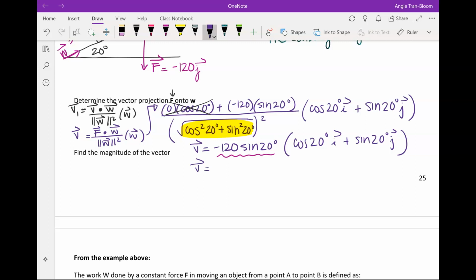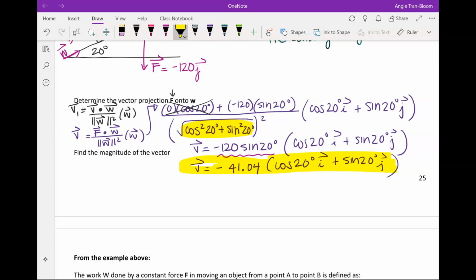What is that number? Should be negative 41.04. Thank you. And then cosine of 20 degrees in the I direction plus sine of 20 degrees in the J direction. Now I'm going to highlight this because we want to talk about this. Would you agree that this is a vector V? V is the force that's causing the wagon to roll.